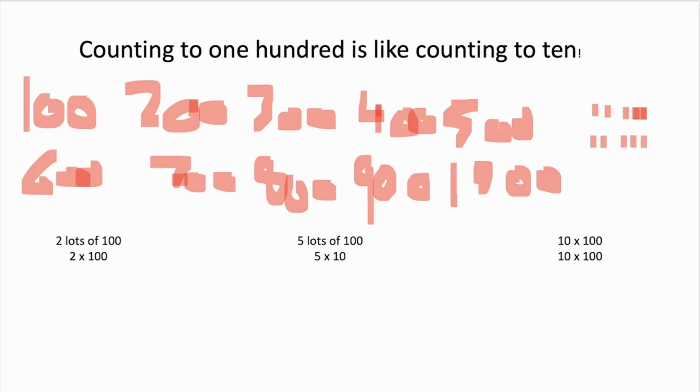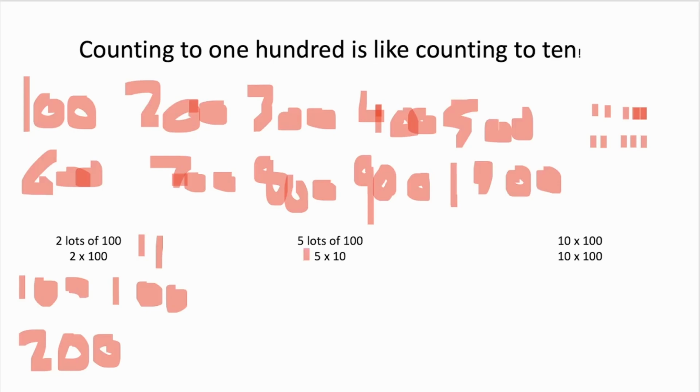And here we just have some questions we're going to go over. So 2 lots of 100 can also be written as 2 times 100. If we have 2 lots of 100, we could just draw 100 twice, so we're getting 2 lots of it. Or we could just do 1, 2, and go 100, 200. So 2 lots of 100 is 200. And you can do this for all of these here.